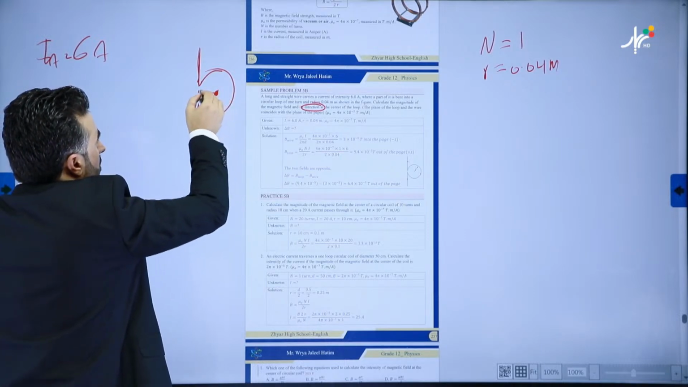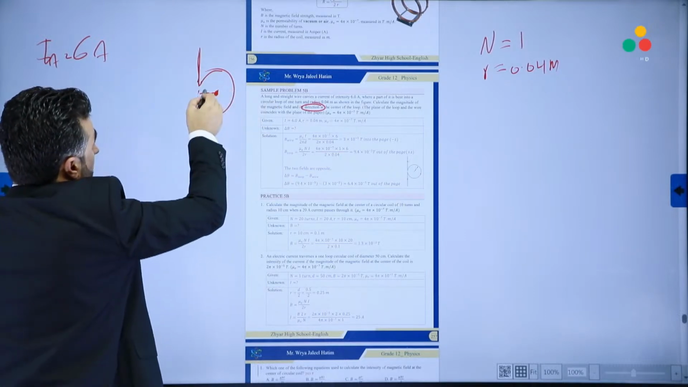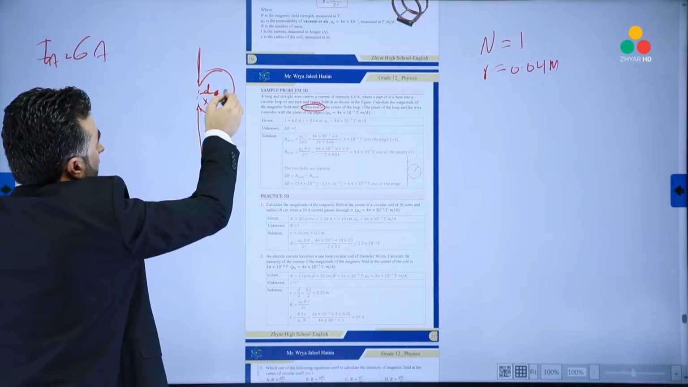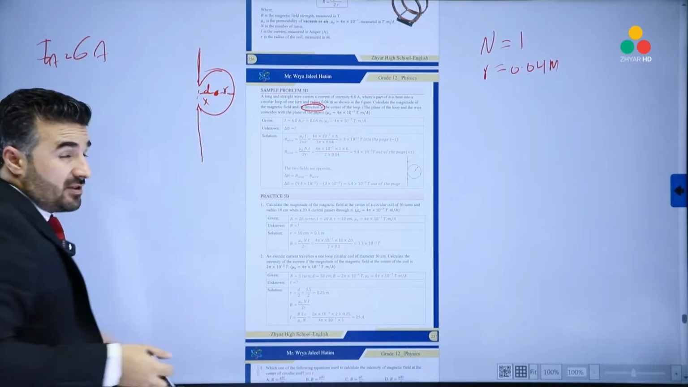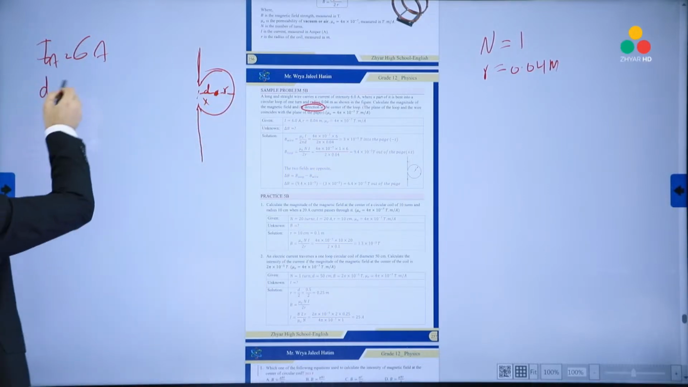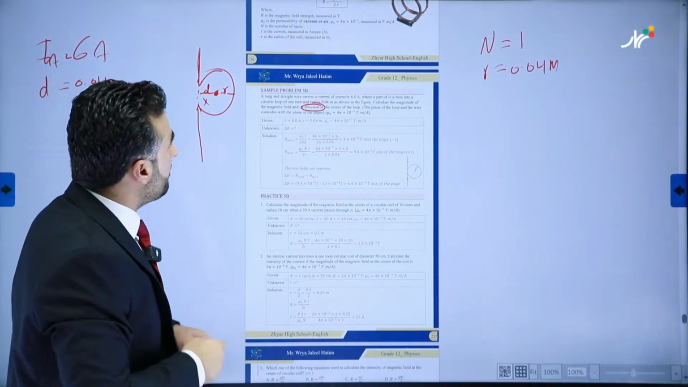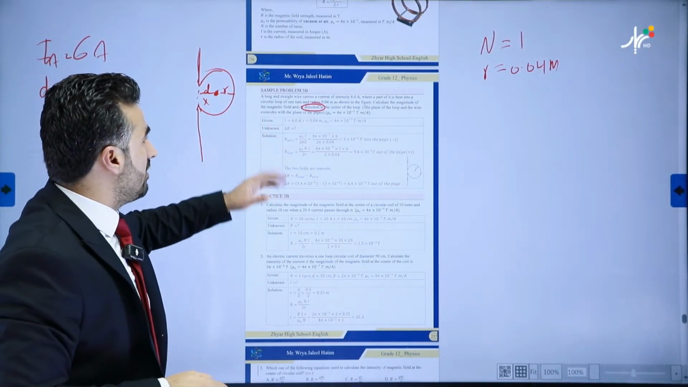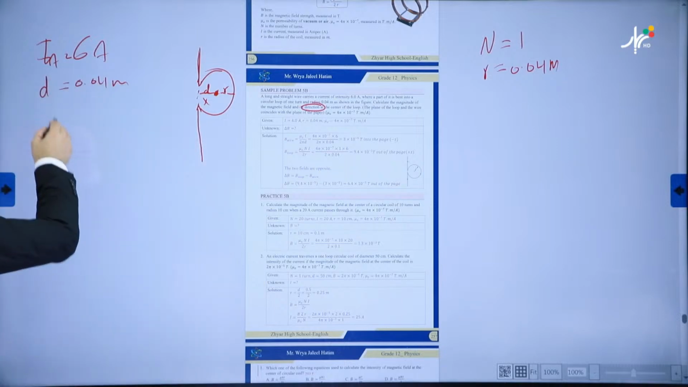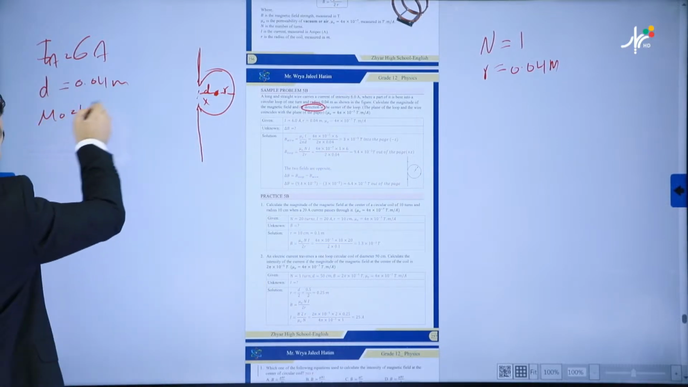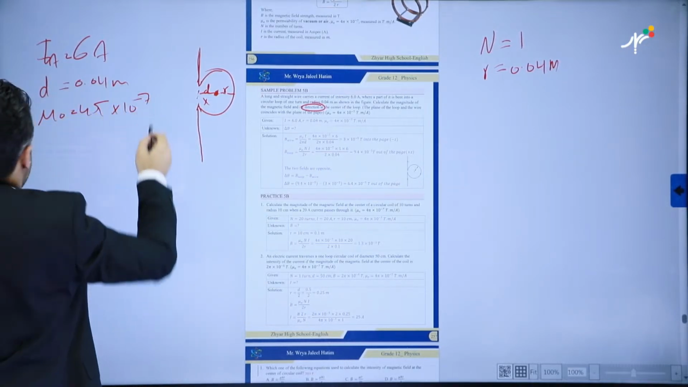By the way, this radius is going to be the same as for the wire as well, so you can call this one the distance for the wire. For the coil, that is going to be the radius, which is basically the same. So the distance we can say is 0.04 meter. The plane of the loop coincides with the plane of the paper. Mu naught is 4 pi times 10 to the power negative 7.